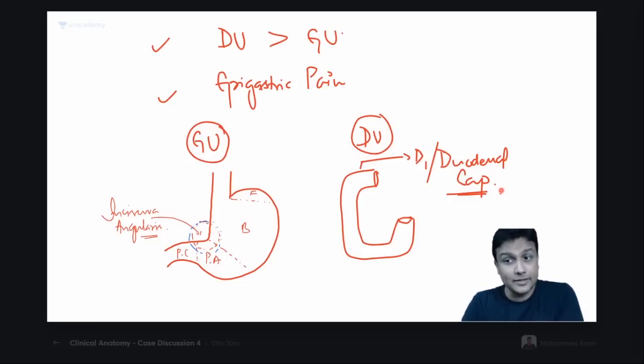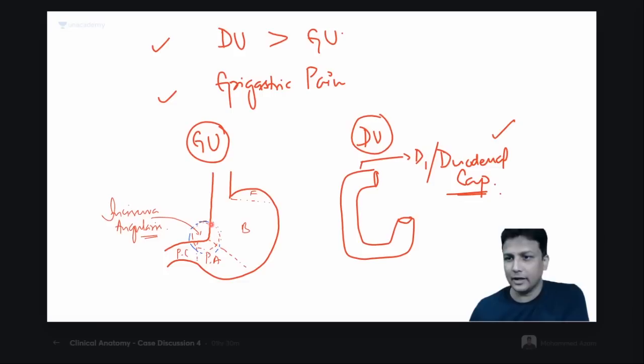Which is the duodenal cap? First part, second part, third part, or the fourth part? Remember, it is the first part of the duodenum. So there the ulcers are more common. So duodenal ulcers are more common here, and the gastric ulcers are more common in the lesser curvature.